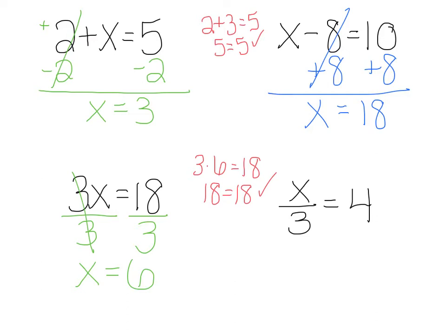Finally, our last problem, we have division. x divided by 3 equals 4. The opposite operation of division is multiplication. So what I'm going to do is multiply both sides by that denominator that I'm trying to get rid of. 3 divided by 3 is 1, so I'm left with x. 4 times 3 is 12. We can check our answer by plugging in. 12 divided by 3 is 4, so we know we did it right.